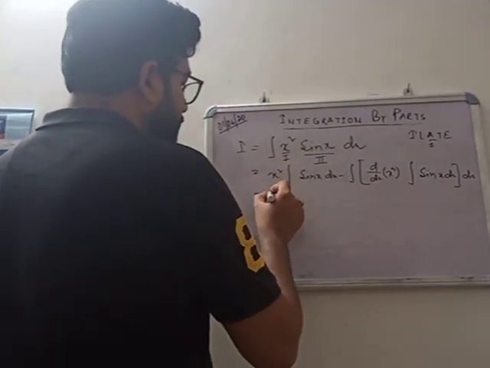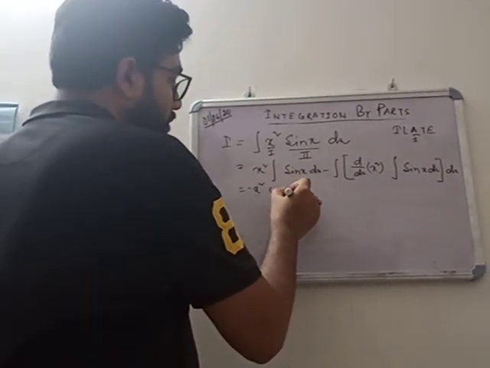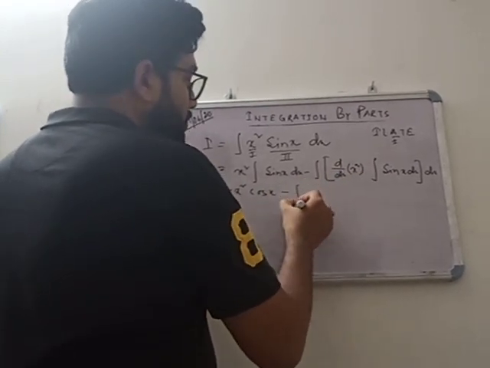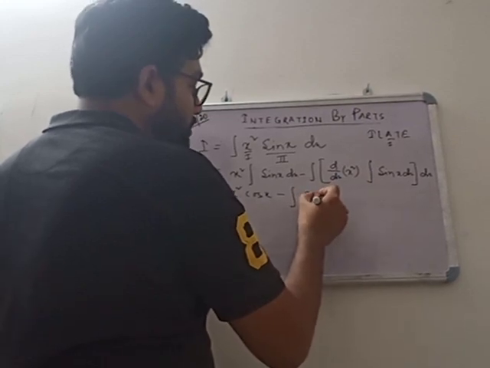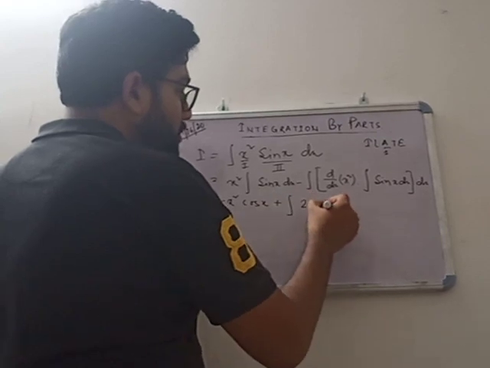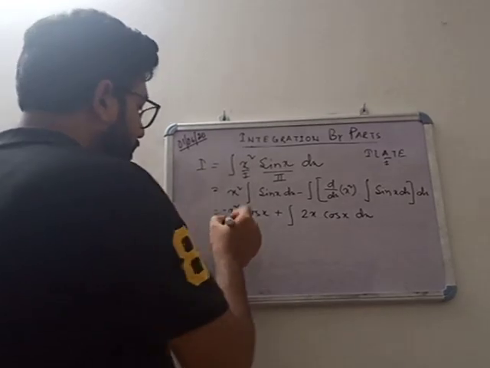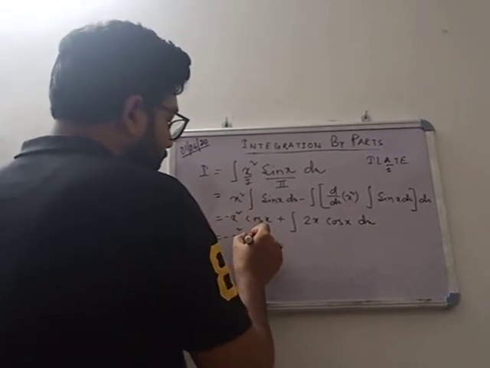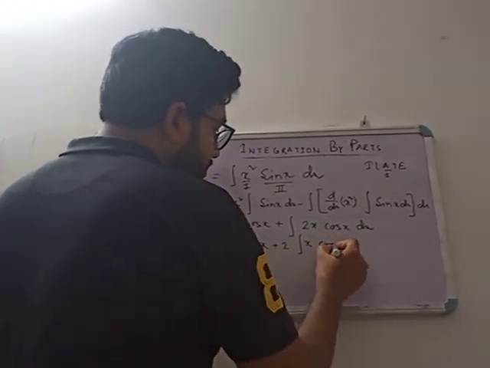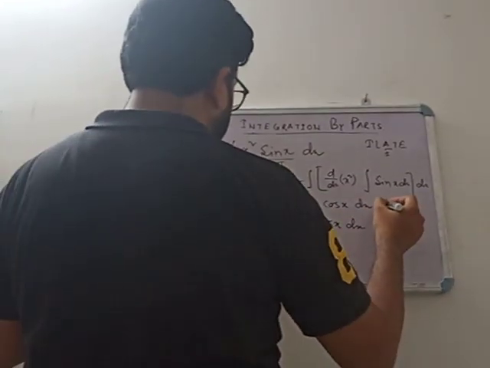dx. So x² into integration of sin x, minus cos x, so minus cos x, minus integration of derivative of x², 2x, into integration of sin x, minus cos x, so plus cos x dx. So write here properly, x² cos x plus 2x cos x dx. You can write here plus c.